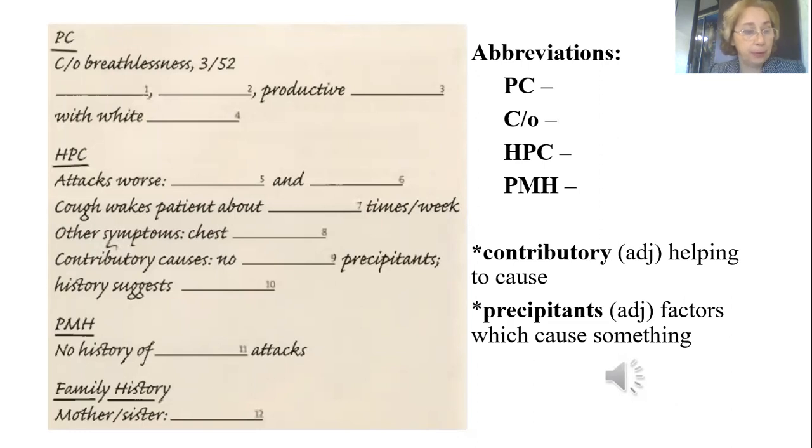Yes, it's given here on the first line. So the patient complains of breathlessness. This is his main complaint. And 3 out of 52, what do these numbers stand for? We understand 52 weeks a year. So out of 52, he's been ill 3 times, for 3 weeks.